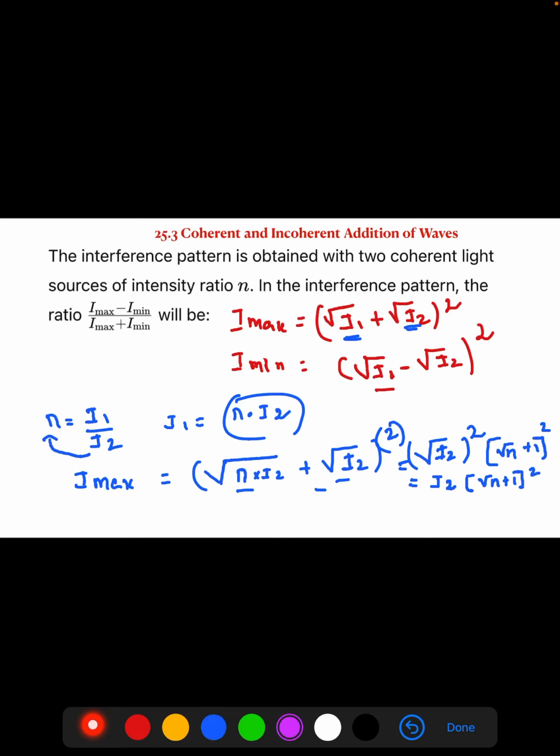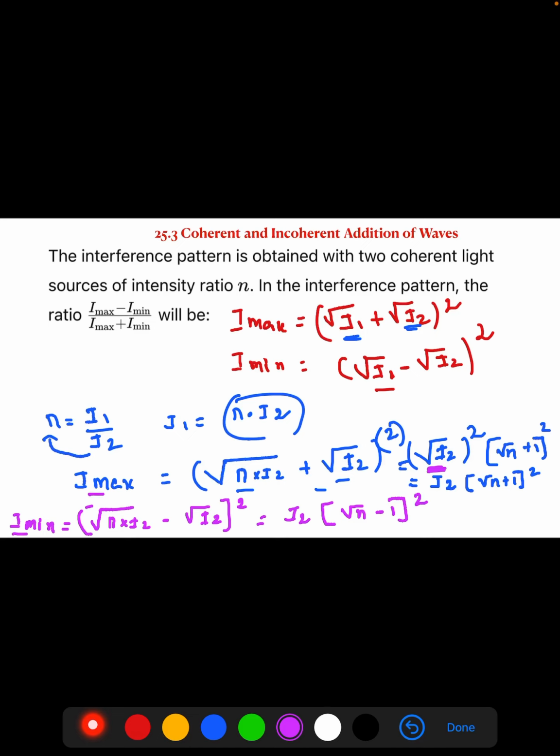Likewise, I'm going to find out I minimum. For I minimum, instead of I1 I can write n into I2, minus, instead of I2 I can write I2 itself, whole square. I'm going to take I2 from this bracket. The square root of I2 whole squared will be I2. So the remaining is root n minus 1, to the whole square. So we found out I max and I minimum.